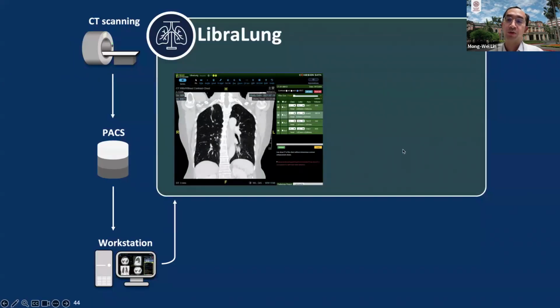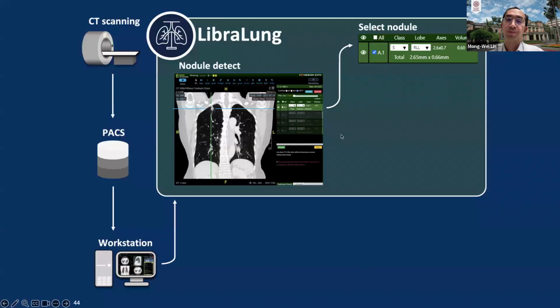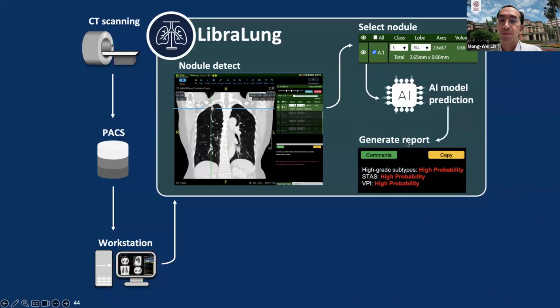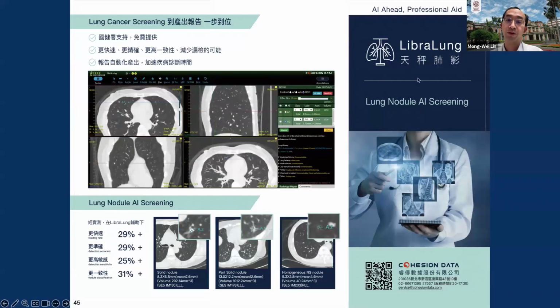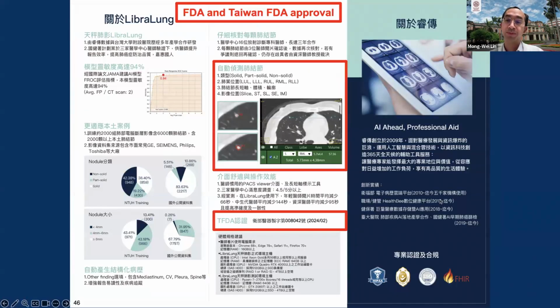So we integrated our model into a nodule detection platform called LibraLung. The idea is that the clinician can select a nodule of interest, run the AI prediction, and immediately get a report. For example, that the tumor has a high probability of harboring high-risk pathology features. And this can give a more objective reference when deciding whether a wide resection, such as lobectomy, is necessary for this patient. So this is the lung nodule detection platform, LibraLung. And this platform has been approved by the FDA and Taiwan FDA.